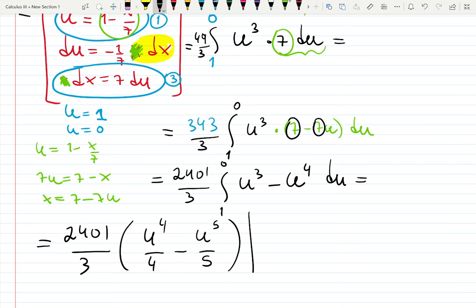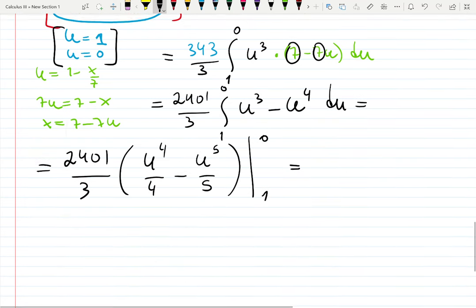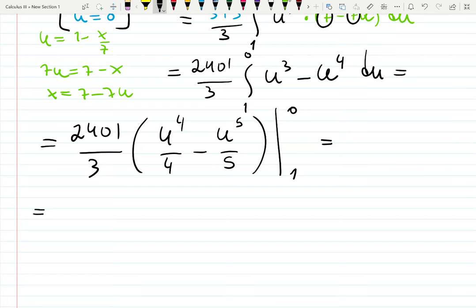What do we plug? Do we go back to the previous variable? No, we don't go back because we changed limits of integration exactly for that reason. So I'm plugging 1 and 0. So 0 goes first, 1 goes next, and that will fix this sign. So 0 gives me 0. Then I just need to plug 1 everywhere. It's going to be 2401 over 3, and then here it's going to be 1 to the 4 minus 1 to the 5.